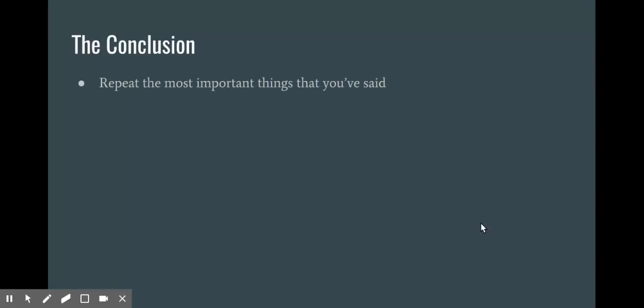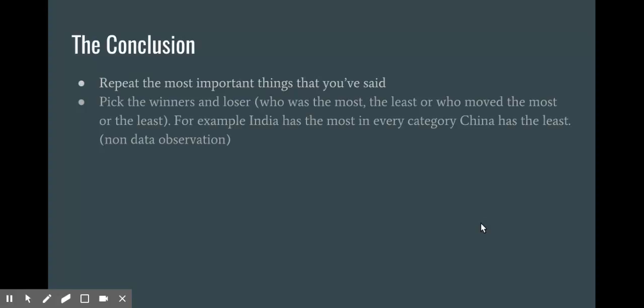In the conclusion, you want to repeat the most important things that you've said. And really what you want to do is pick the winners and the losers. By winners and losers, I mean who was the most, who was the least. In some cases, in a line graph, it might be who moved the most and who moved the least. For example, India has the most proficient learners in every category. So males and females in India are more proficient than anybody else. China has the least. By the way, that's a non-data observation. I'm giving you information and I'm interpreting. I'm understanding the numbers and telling you what they mean.